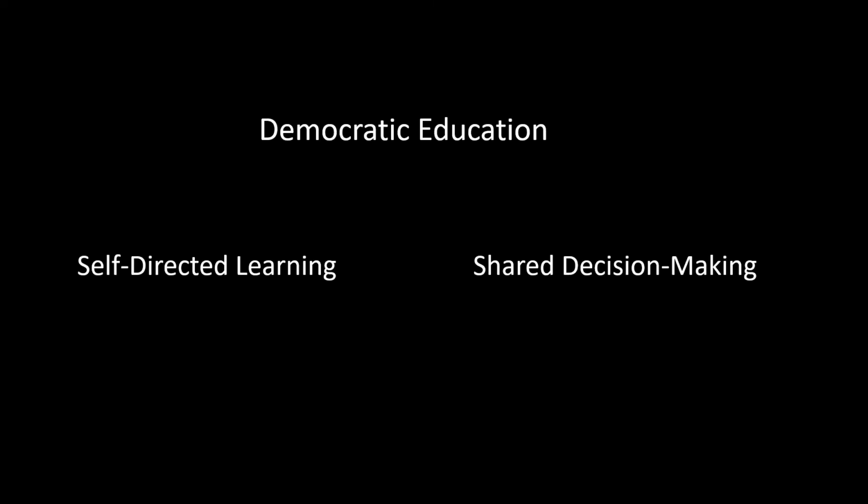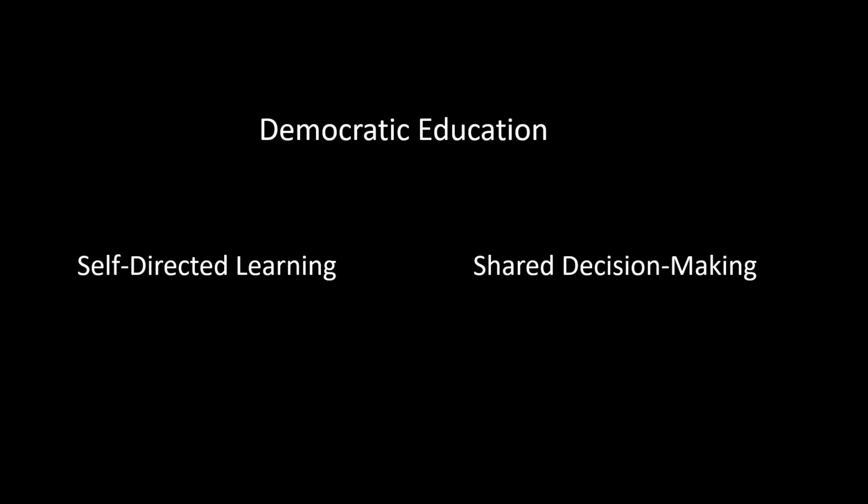Okay, so this is the recap on democratic education. The two main principles of democratic education are self-directed learning and shared decision-making. Now, self-directed learning is exactly what it sounds like. It means that at democratic schools, the child is in charge of their own learning. So they can decide what they want to learn, how they want to learn it, with whom they want to learn it, and when they want to learn it. So they're completely in charge of their own time, as long as they stay within the rules of the community.